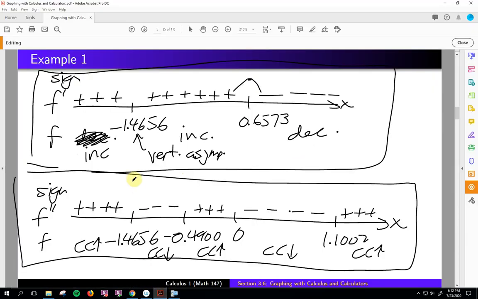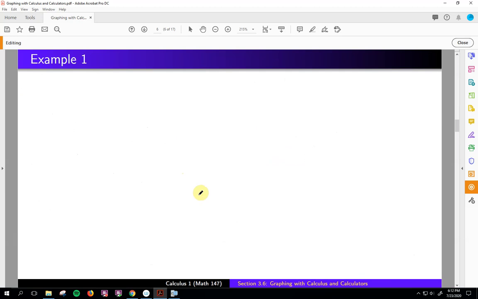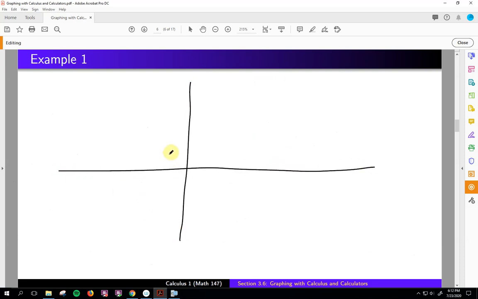Now let's go back and construct our graph. From these sign charts, we can construct an accurate graph. And here's what it would look like. I'm going to put in those key points first. So I'm going to have to go 1, 2, 3 to the right. I'll go 3 to the left as well. I'm going to go 1 up and 1 down. And that should be enough, so we can fit in all of that important information.